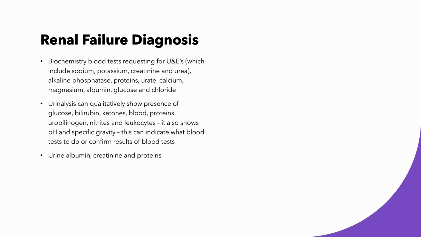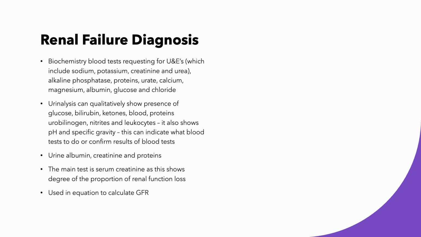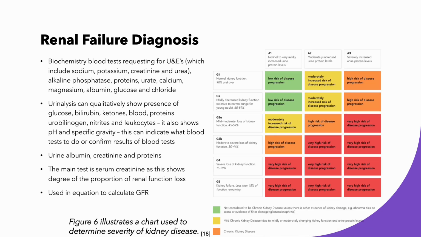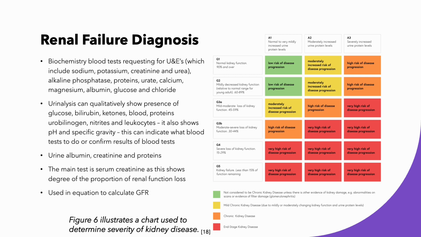Albumin, creatinine, and proteins can also be measured in urine. However, the main test used to diagnose renal failure is serum creatinine, as this shows the degree of the proportion of renal function loss and is used in an equation to calculate the GFR, the glomerular filtration rate, which can also go on to indicate the percentage at which the kidney is functioning. Figure 6 shows the sort of chart used to determine the severity of the kidney disease.